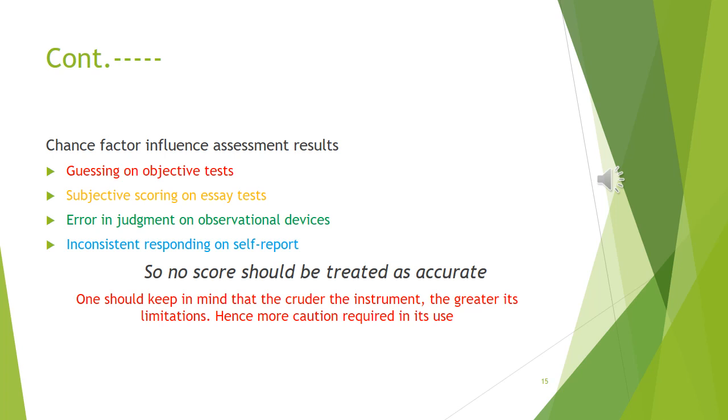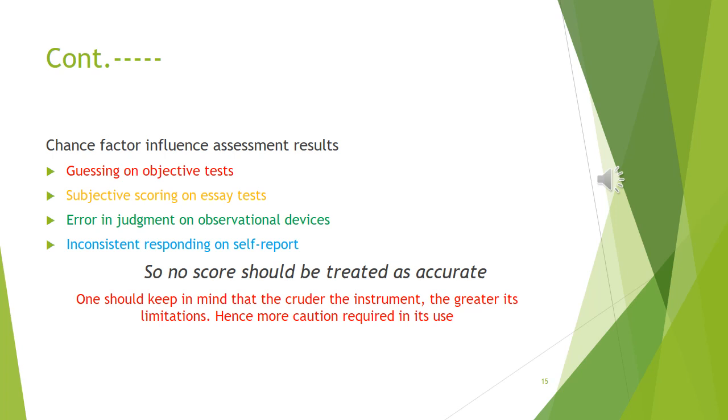चांस फैक्टर भी असेसमेंट के रिजल्ट्स को इन्फ्लुएंस करता है, जैसा कि गेसिंग ऑन ऑब्जेक्टिव टेस्ट। ऑब्जेक्टिव टेस्ट में इस बात का ज्यादा चांस होता है कि स्टूडेंट सही ऑप्शन को गेस कर लें। इसके अलावा सब्जेक्टिव स्कोरिंग ऑन एसे टेस्ट की स्कोरिंग पर बहुत सारे फैक्टर्स असरअंदाज होते हैं, जैसा कि एग्जामिनर की पर्सनल ओपिनियन, स्टूडेंट का इमेज, फटीग, टाइम फैक्टर, examiner's moods, etc.